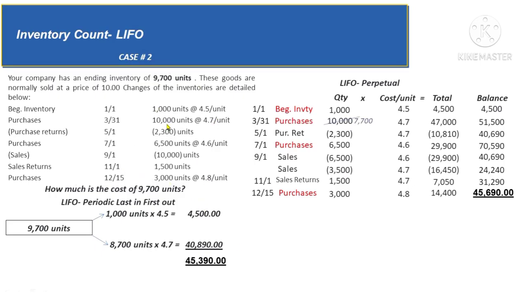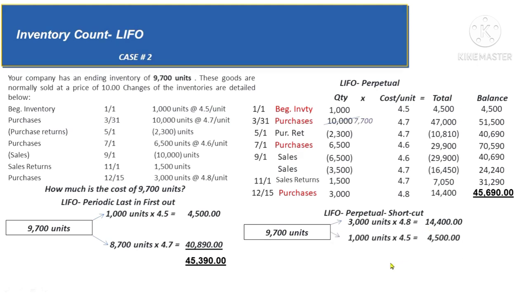Of course. How? Again, we have 9,700 units remaining. But instead of assuming that it comes from the beginning inventories and the oldest inventories, let's assume first that the 3,000 of this 9,700 come from the recent or the latest purchase right here. So we have 3,000 at 4.8, which is 14,400. After that, of course, 1,000 units come from here at 4.5. And the last 5,700 units come from the purchase on 331, which is 4.7 per unit.